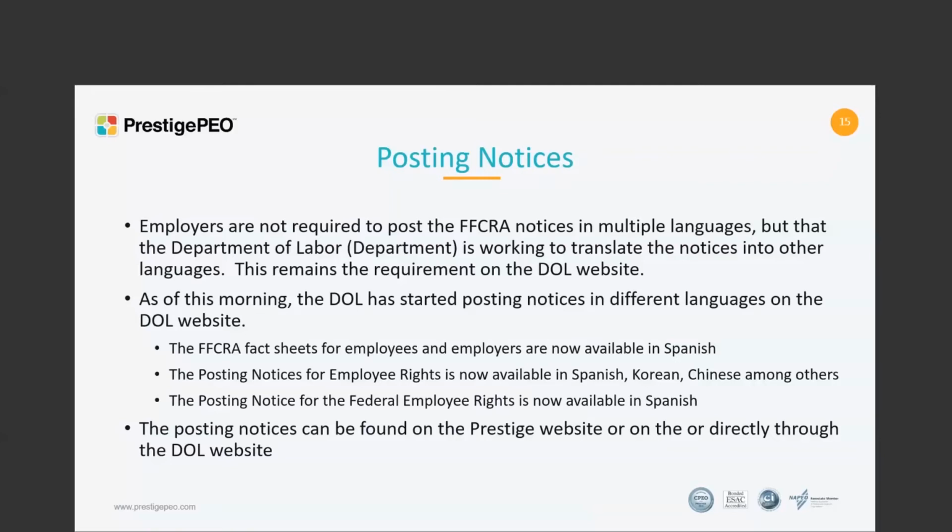Now, as we mentioned last week, the posting notices can be found on the Prestige website, very easily to download, and again, we're continuing to take these new additions and posting them on our websites, or you can simply go directly to the Department of Labor website where they are listed there as well.